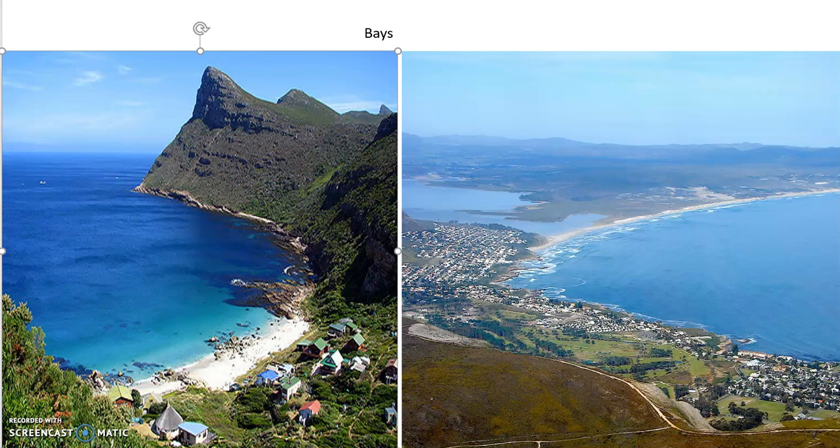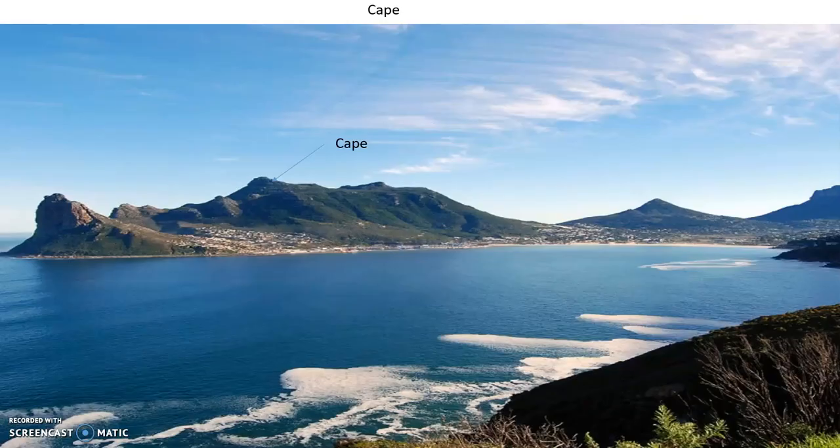Then our next feature is the cape. Okay, so a cape is a piece of land, highland that goes into the sea. So where there are capes, there are bays.